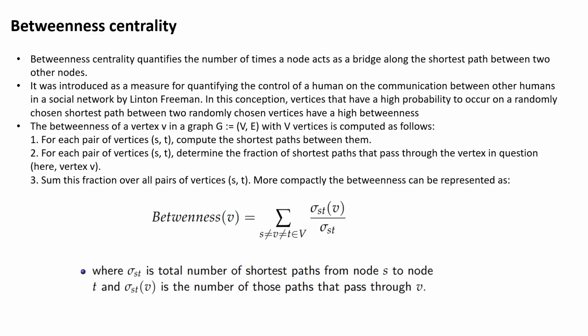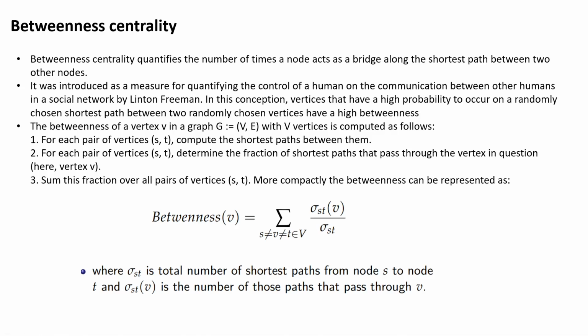The number of times that node acts as a bridge in the shortest path is given as the betweenness centrality. It was introduced by Linton Freeman as a measure for quantifying the control of a human over the communication between other humans in a social network. In this conception, vertices that have a high probability of occurring on a randomly chosen shortest path between two randomly chosen vertices have a high betweenness. And this is the mathematical formula by which the betweenness is given.